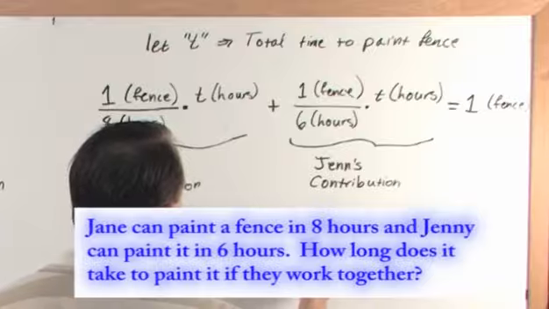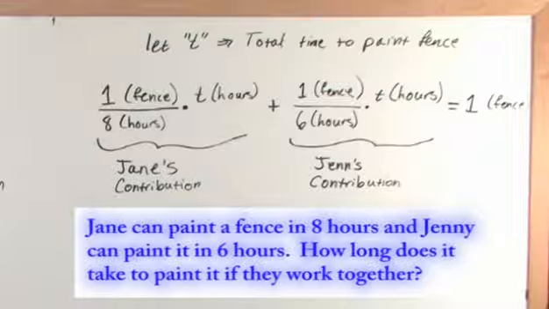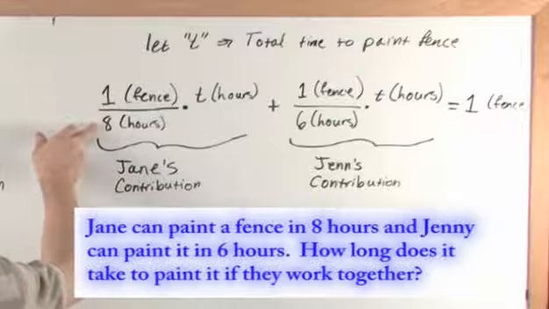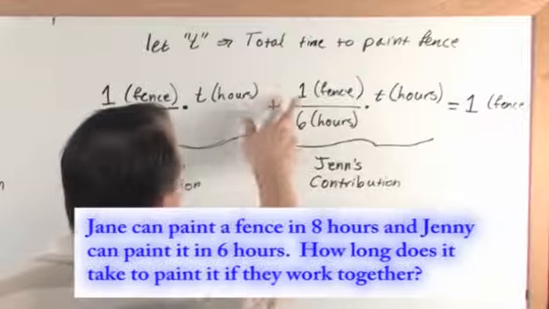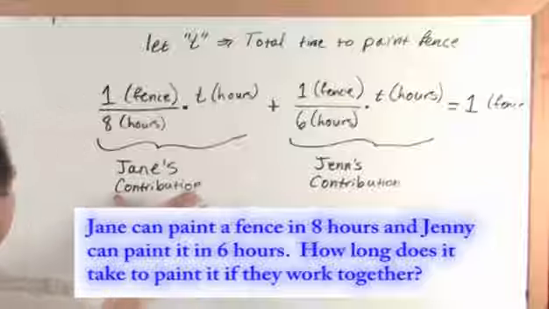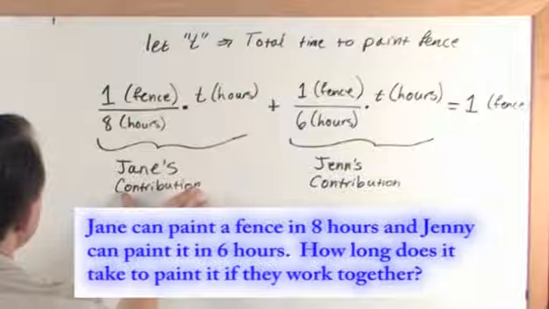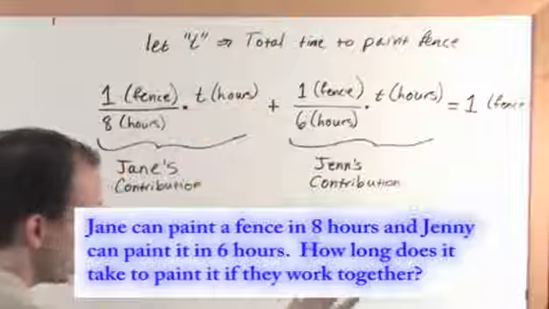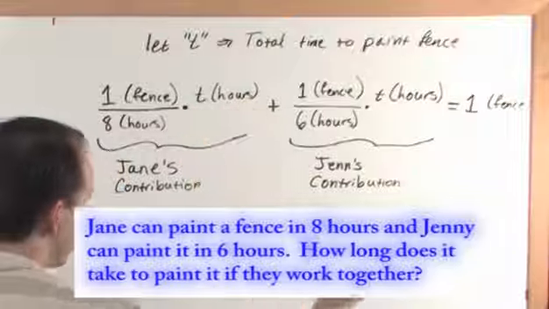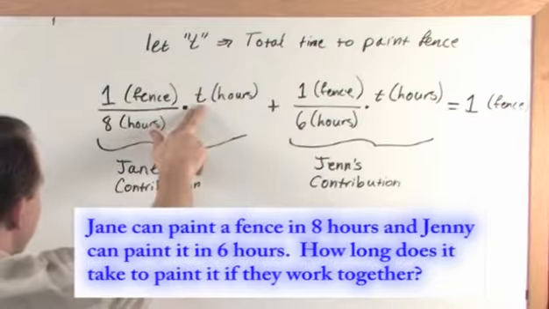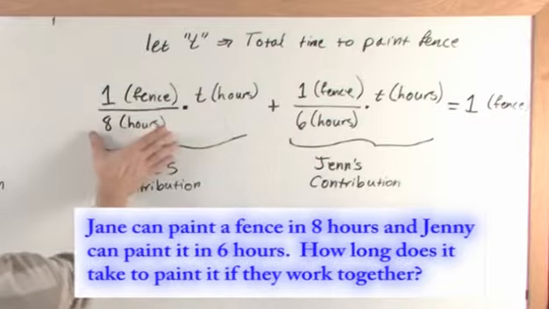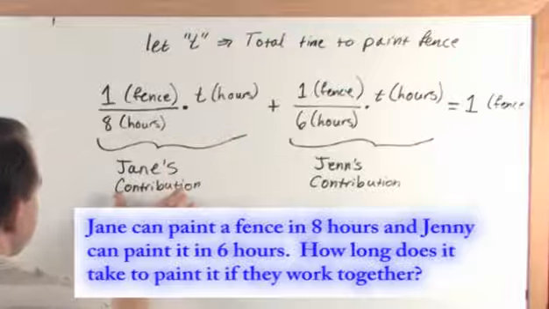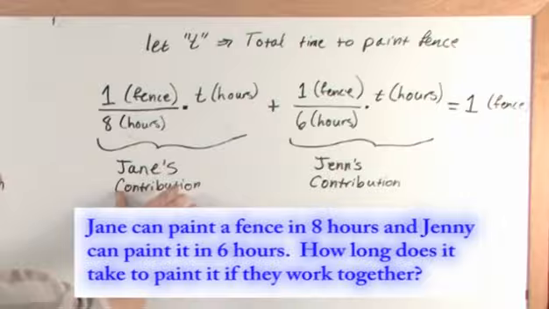The problem tells us that you have these two people and they can paint the fence at different speeds. Jane can paint one fence in 8 hours, and Jenny can paint one fence in 6 hours. So to calculate how much work Jane does on the project, you just take her rate times the length of time, which we don't know, by the way. We don't know how long it takes to paint. That's what we're trying to solve for. Whatever it is, we're going to call it t, and it's a variable. So Jane's rate times the length of time is Jane's contribution to the work of this project.